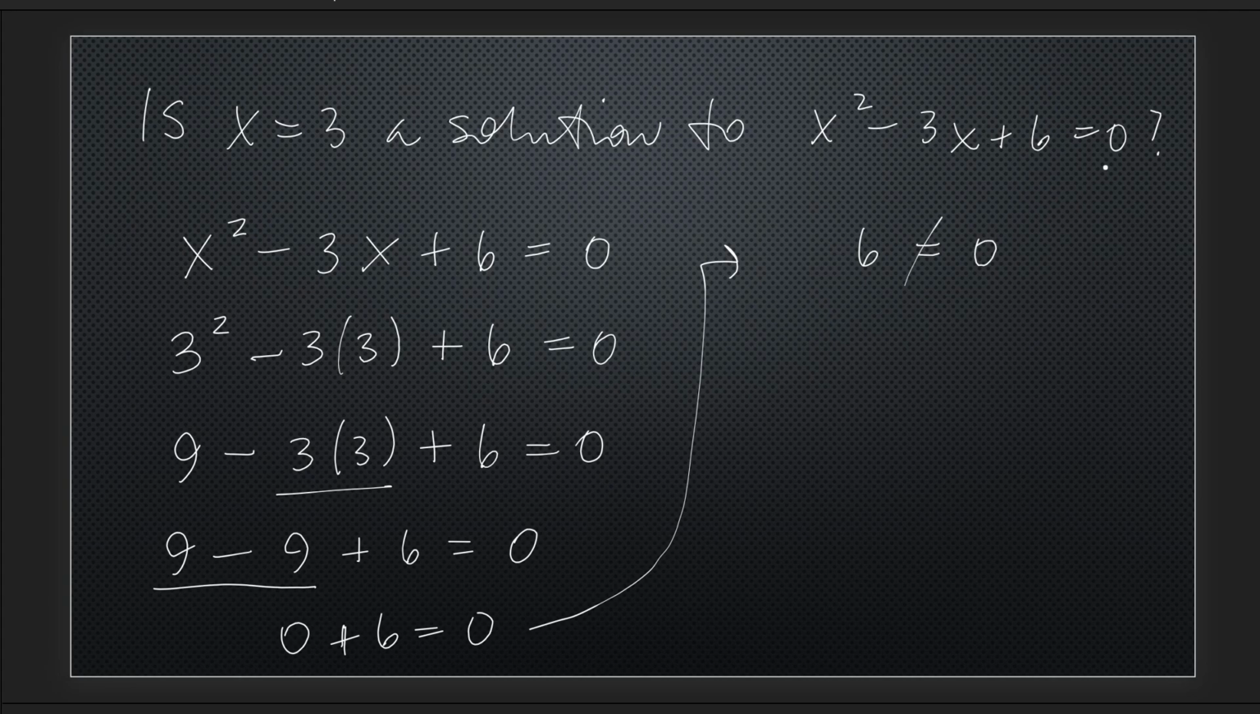Since we have that 0 on this side, it should work out where 0 happens on the left side. But we get 6 equals 0, which is not a true statement, so the answer is no. X equals 3 is not a solution to that equation. So that's how you do those problems.